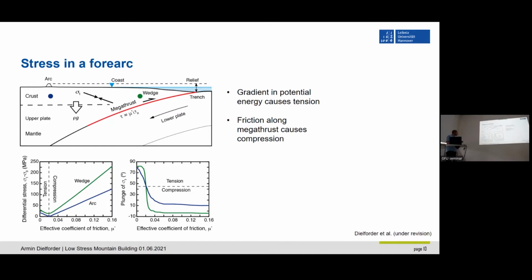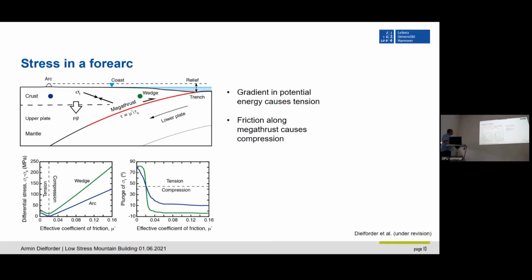And you can see that the shear stress on the megathrust scales with this parameter mu, which is the effective friction coefficient of the fault. So a higher friction coefficient means a higher shear stress and then a higher compression of the forearc. This relation is shown here, so we can calculate the differential stress in the forearc as a function of the effective friction coefficient of this plate boundary fault. Of course, we can also look at the state of stress in terms of the plunge of sigma 1. This is shown in the other diagram. I come to that later.